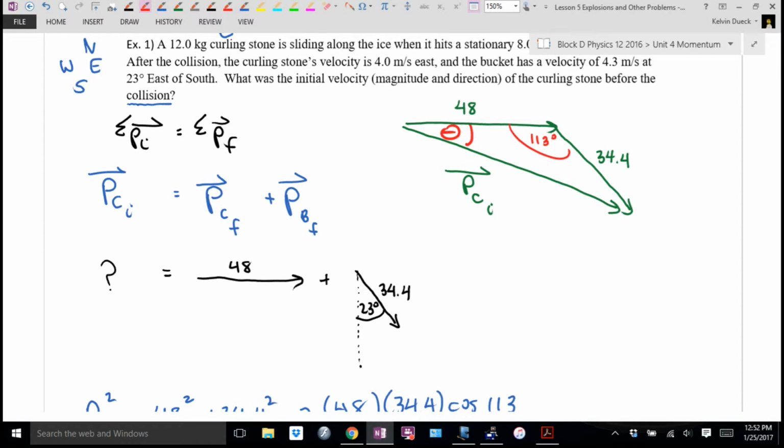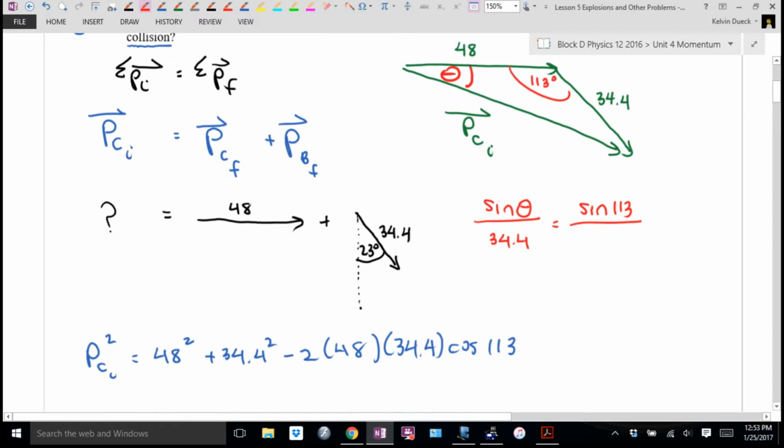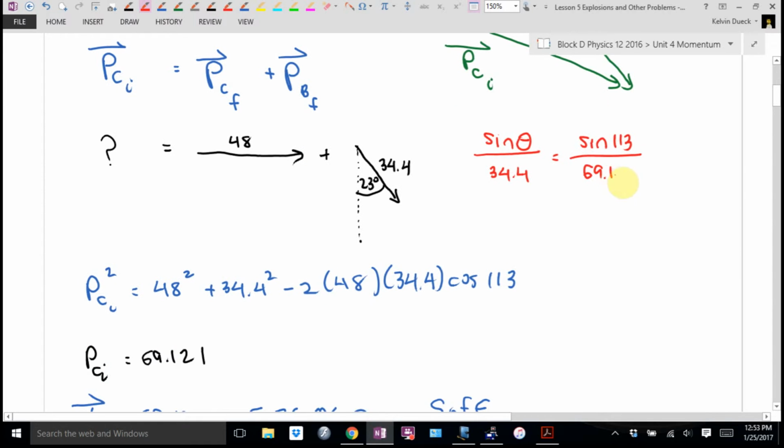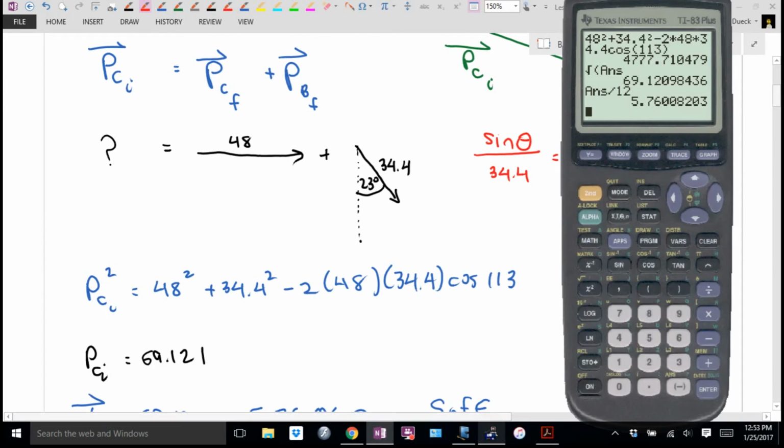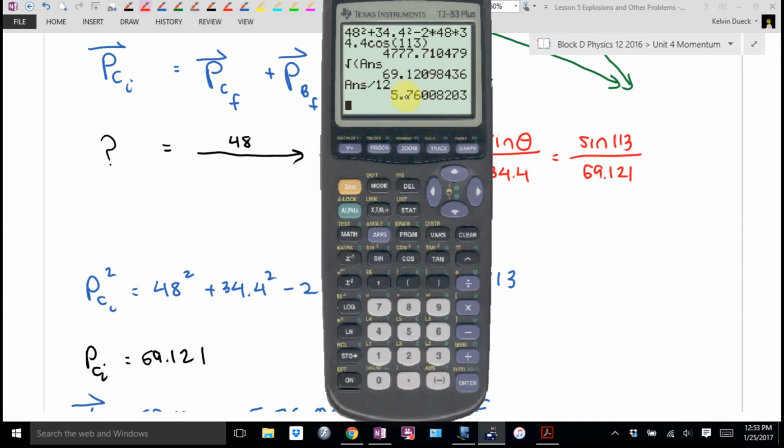Now let's find theta. How am I going to find theta? Sine law, because now I do have a pair. It's going to be the sine of theta divided by 34.4, what's across from it, equals the sine of the angle that I know divided by what's across from it, which I didn't know before, but I now know is 69.121. I'll be honest, what I often do is rather than use the 69.121, this 5.76 came from dividing by 12. I'll often multiply by the mass, and then I have the answer button back on my calculator with all of the sig figs. It actually ends up usually being less typing than typing in the longer decimal anyhow.